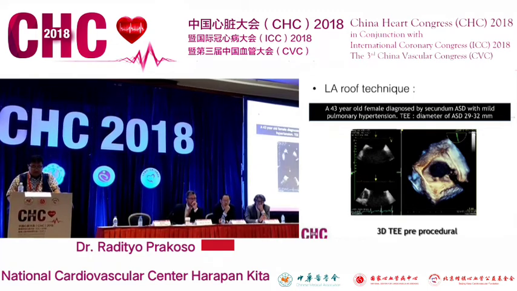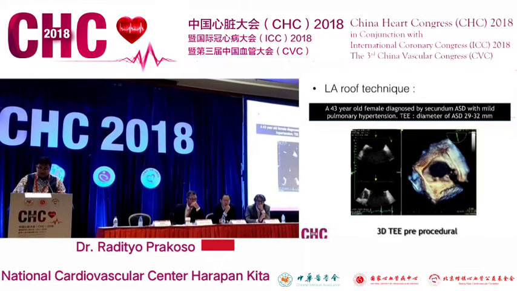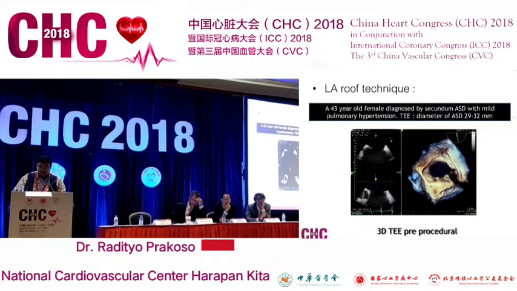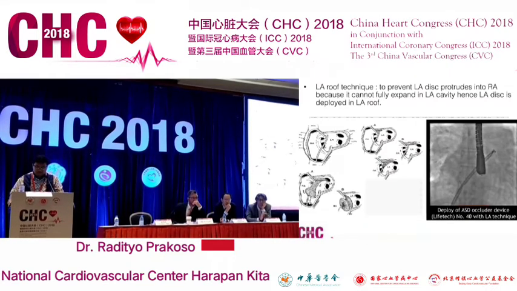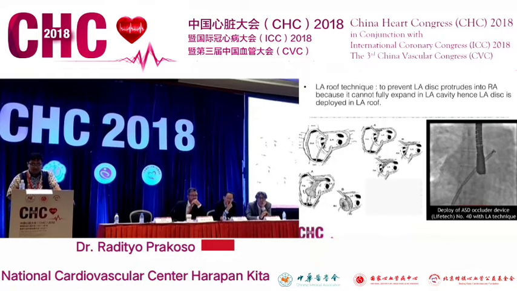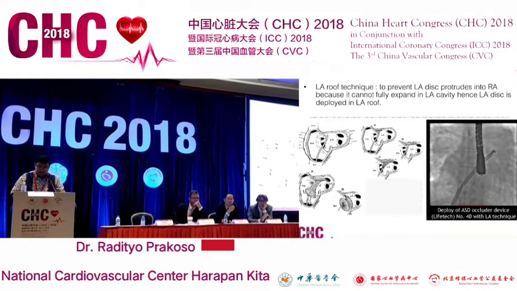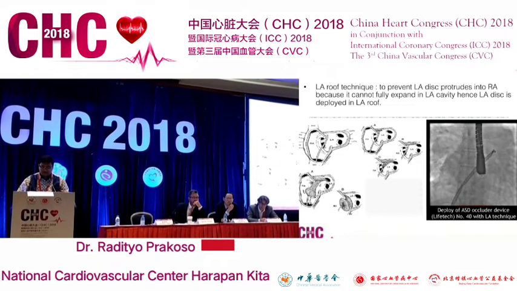The second case is also a big ASD. You can see it is 29 to 32 millimeters. And then we use the left atrial roof technique, so we prevent the left atrial disc from protruding to the right atrium. And then, you can see later, now it's very nice.